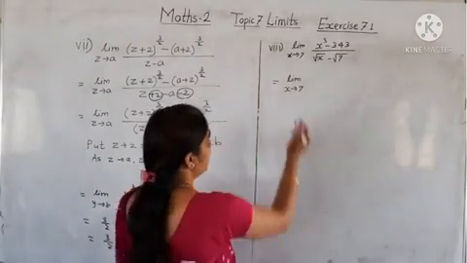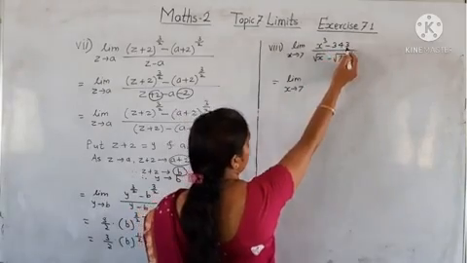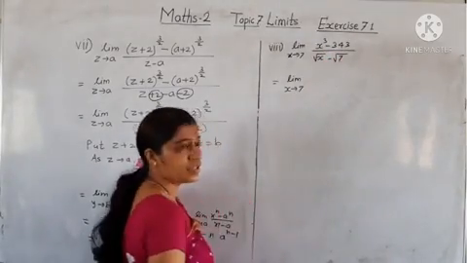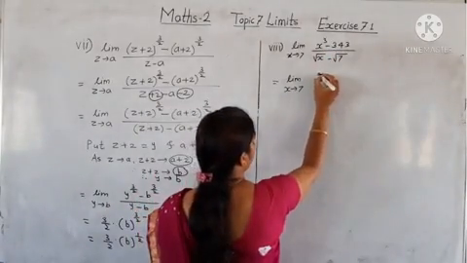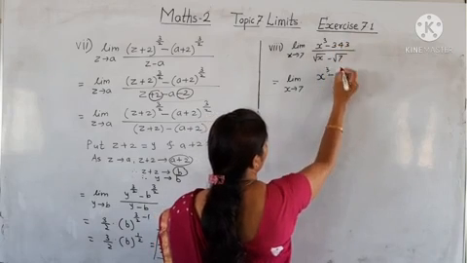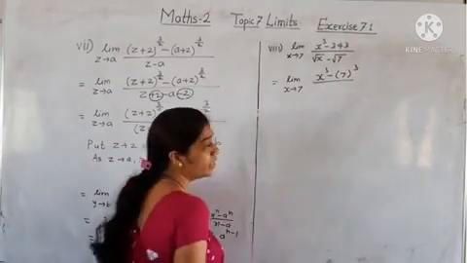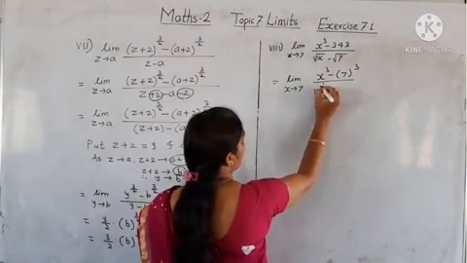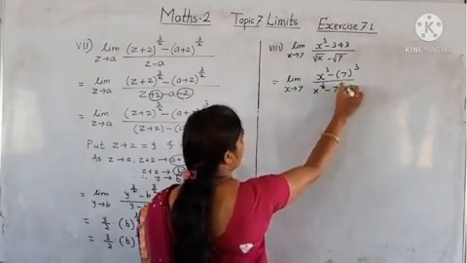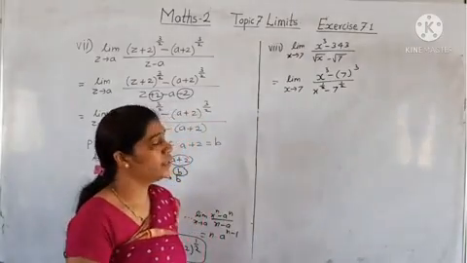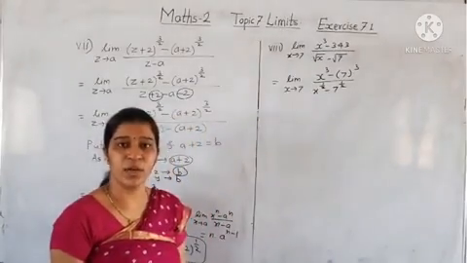See next example. Limit x tends to 7, (x cube minus 343) upon (root x minus root 7). We write this as x cube minus 7 cube upon, we write 343 as 7 cube, and here x raised to half minus 7 raised to half. Now we have to convert it into the form (x raised to n minus a raised to n) upon (x minus a).